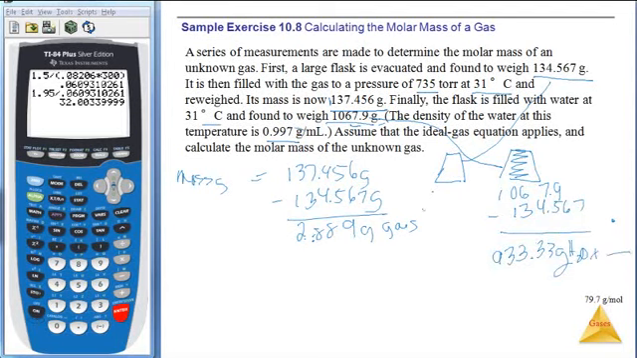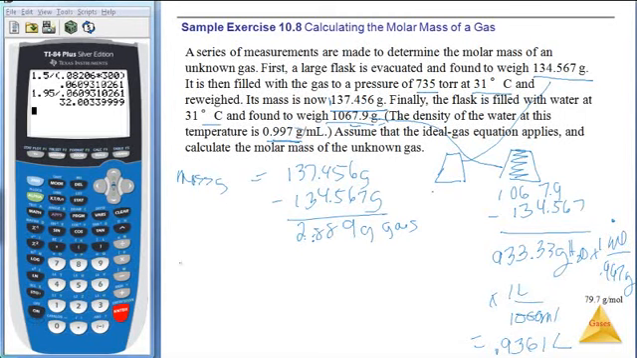And what I know from this density is there's 0.997 grams in 1 milliliter. Now I'm going to have to get this to liters, so I'll put one more factor there. It says 1,000 milliliters is 1 liter. And this is going to give us 0.9361 liters. Okay. So we know the mass of the gas, we know the volume, we know the pressure, we know the temperature. We want to know the molar mass.